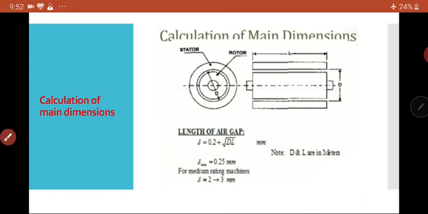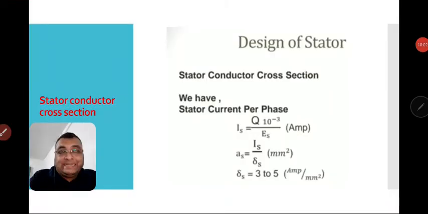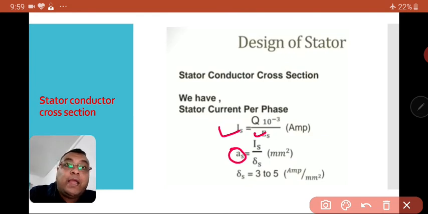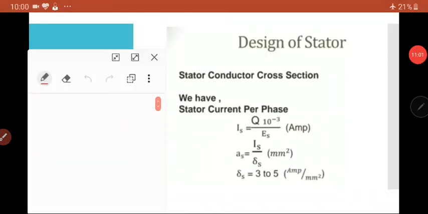Okay, now we will move further. Now we consider the design of the stator. In the design of the stator we can see the stator conductor cross section. For that, the current density in the stator winding is usually between 3 to 5 ampere per millimeter square. The stator current per phase is given here as q into 10 raised to minus 3 divided by es. The next term, as, stands for the area of each stator conductor, which is given by is by del s mm square. As we discussed, del s is usually considered between 3 to 5 ampere per millimeter square.